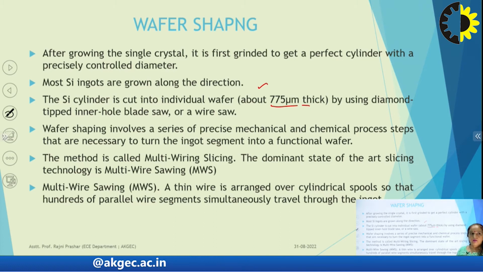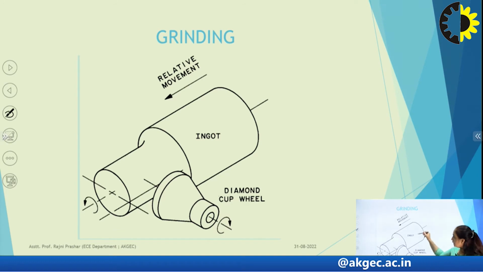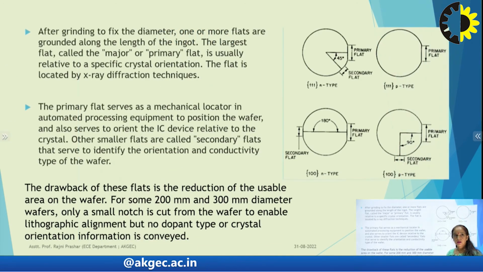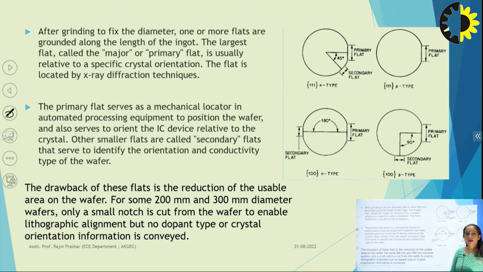In case of MWS, a thin wire is arranged over the cylinder and then it is cut into a number of wafers. So this is the grinding diagram where we have the silicon ingot and a diamond cup wheel which is used to cut the silicon ingot into slices. After this grinding, we have to fix the diameter. One or more flats are ground along the length of the ingot.